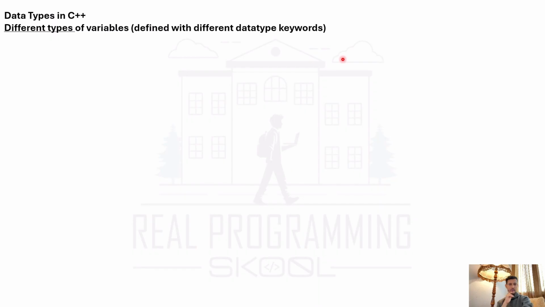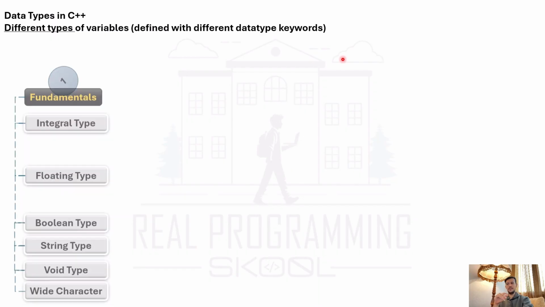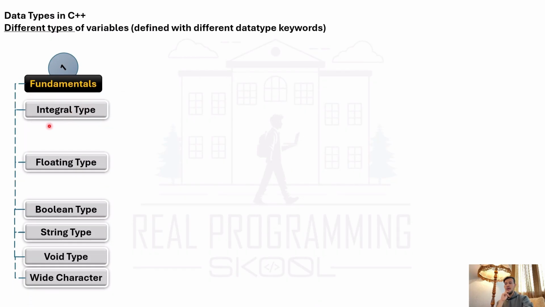So let's get back to our topic. We have three data types. The first one is primitives, also called fundamentals. The second one is derived data types. And the third one is user defined. All right, we will start with the fundamentals, the primitives.